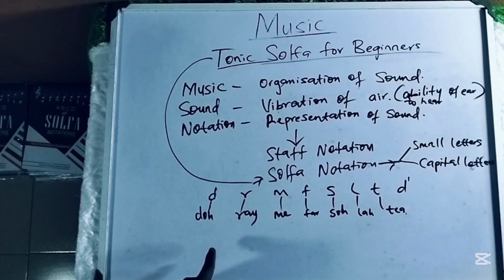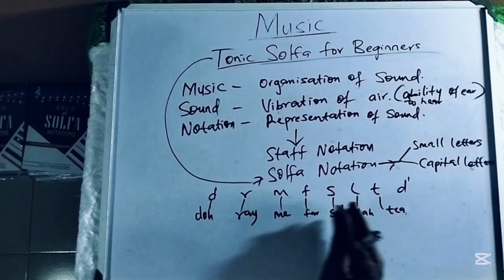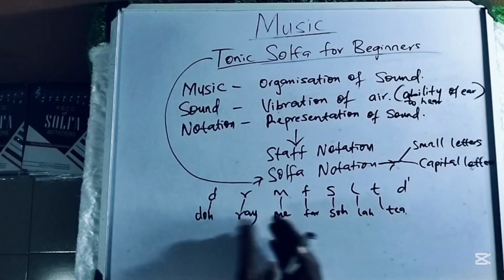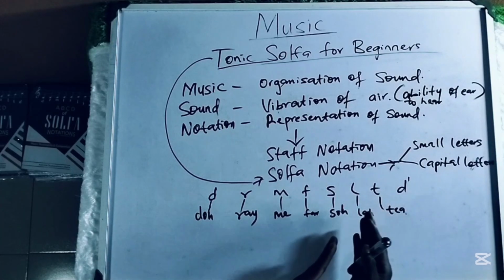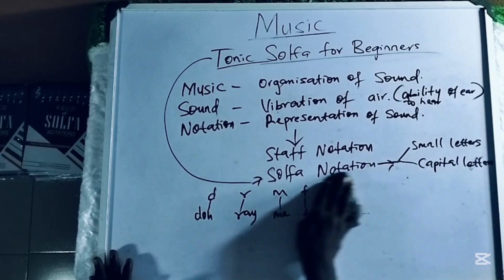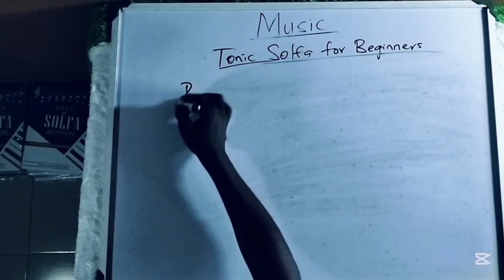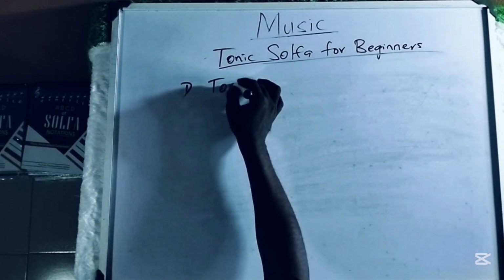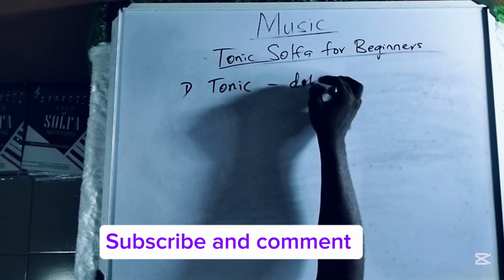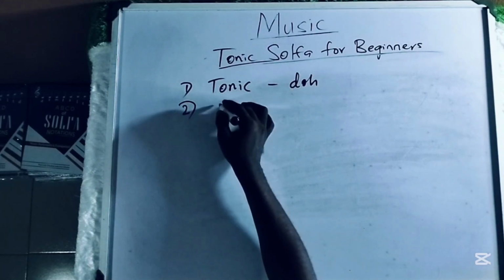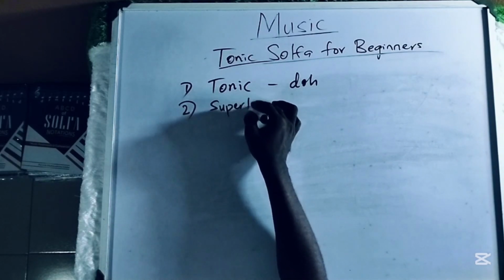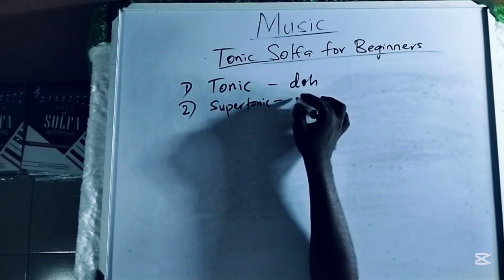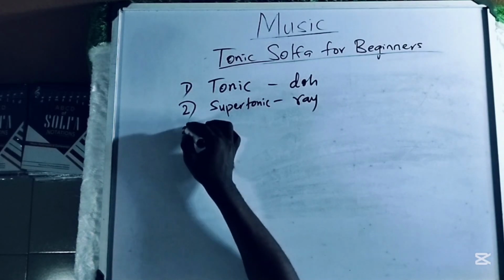So apart from that, we have their names also, because these are called the degrees of sound, the degrees of notation. Do you understand? So we have what we call their degrees. Number one, we call it tonic, and tonic is known as do. Number two is what? Supertonic. It is what? Re.